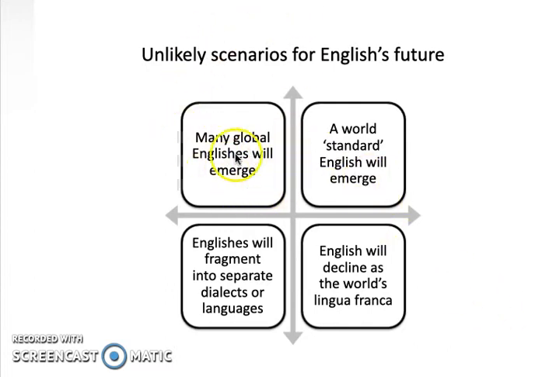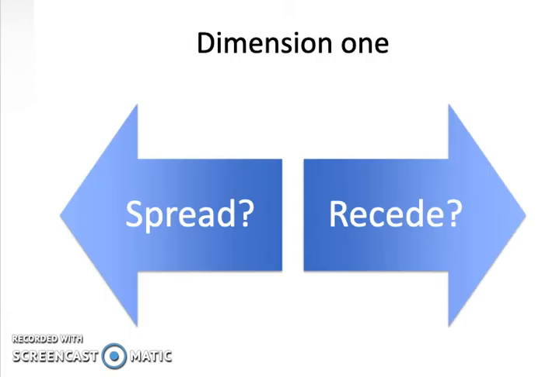Here you can see 4 small parts. In the first part, it's written: many global Englishes will emerge, a world standard English will emerge, Englishes will fragment into separate dialects or languages, and English will decline as the world's lingua franca. But of course, it's a kind of guess, and we don't know what will happen in the future. So dimension one, what about dimension one? It will spread or it will recede. How do you think?